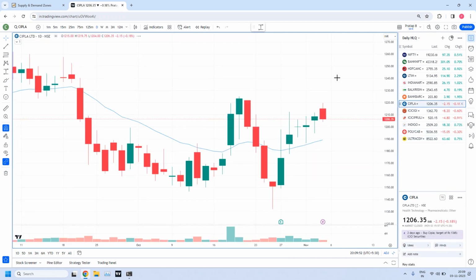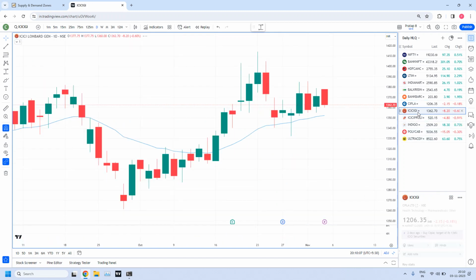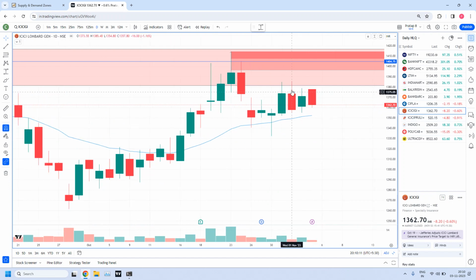And Cipla, short trade, we did not get. Here I identified a fresh 75 minutes zone and I fine-tuned it to 5 minutes or 15 minutes. Okay, and ICICIGI, one interesting observation. This is already tested. It is already tested here. Some rejections are coming. Probably there could be some pending orders. But anyway, we found a 75-minute zone here.